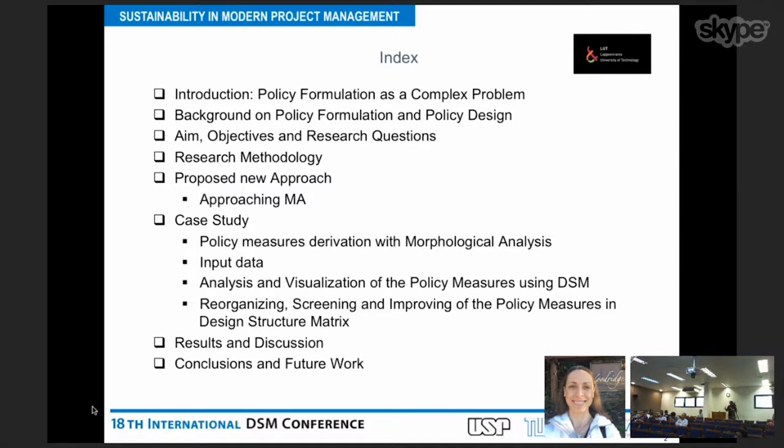Then DSM, as an advanced tool, helps to organize, reorganize, screen, and improve these policy measures. We further go with some results and discussions, and we end up with the conclusions and future work.